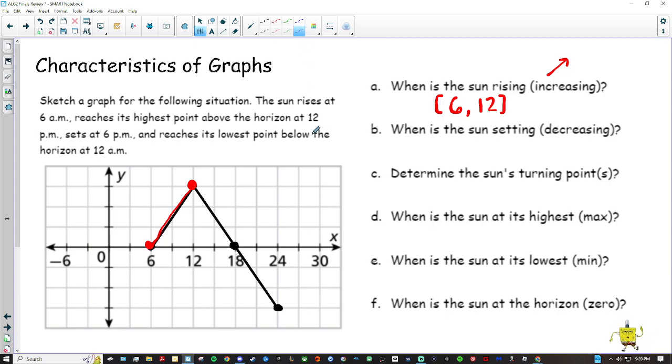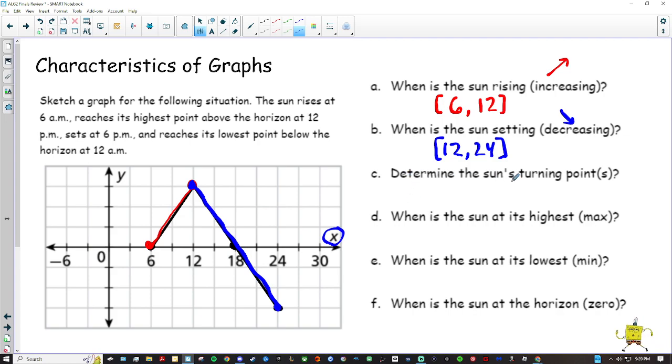When is it decreasing? So starting at 12, my function starts to go down, down, down, down, and it continues to fall all the way until 24. So I start at 12, and I end at 24. So look, see how we are only using these x values when we're answering these questions. We start at 12, bracket, end at 24, bracket. A and B are done.